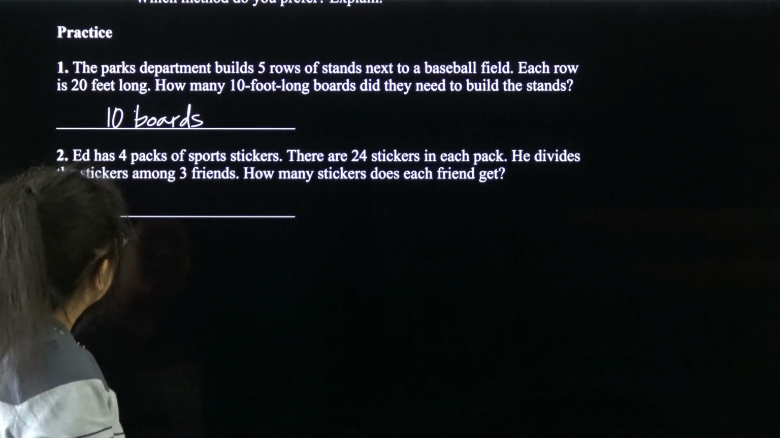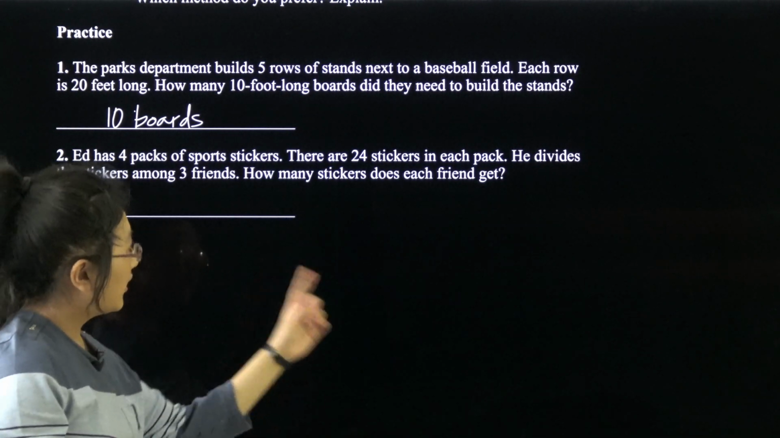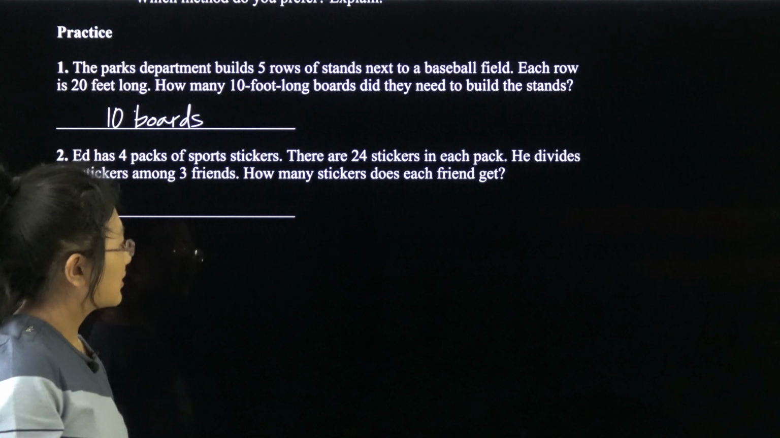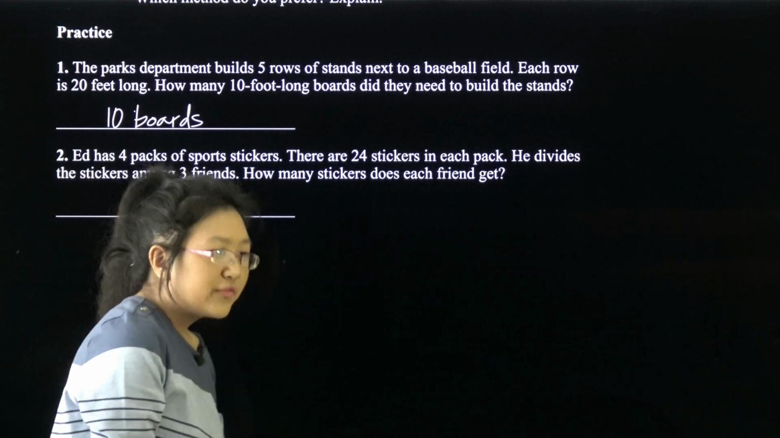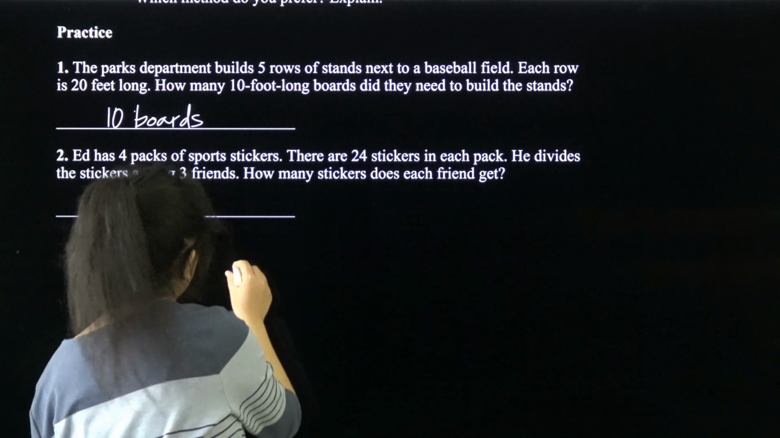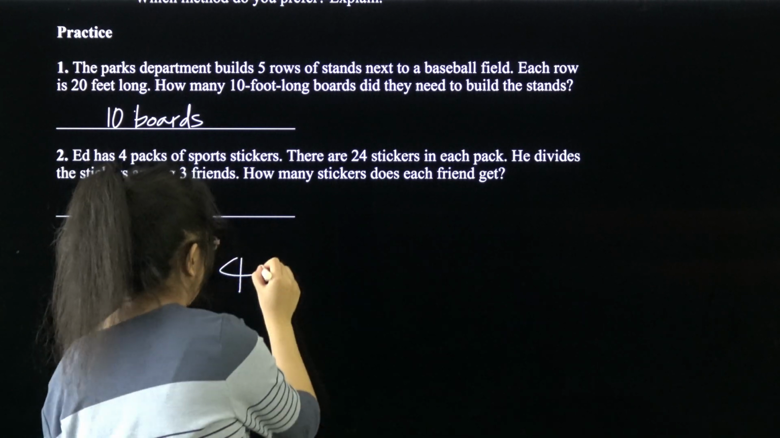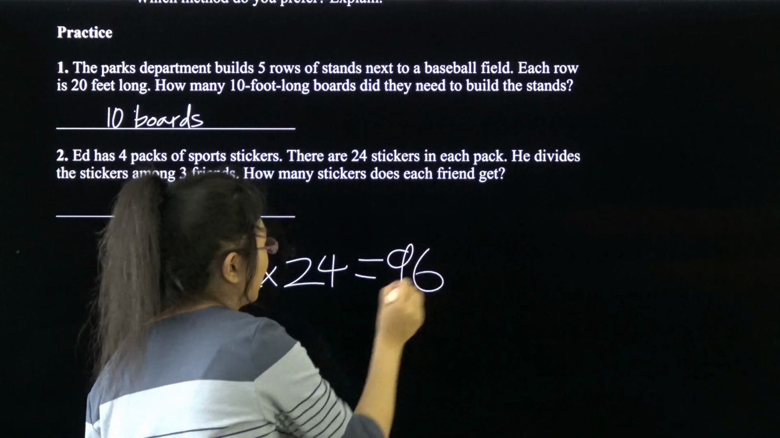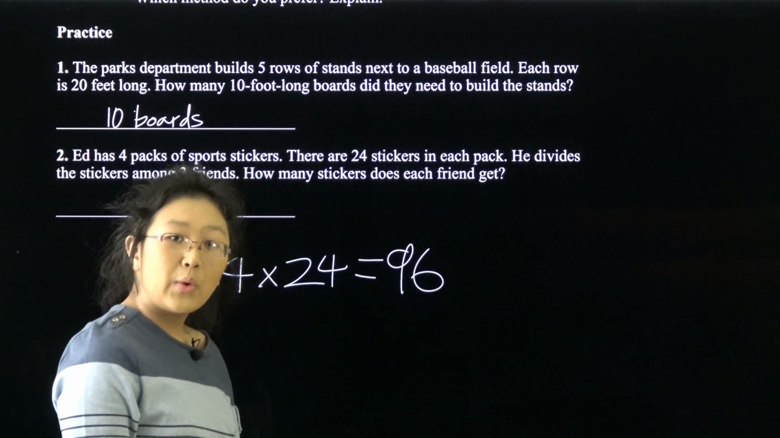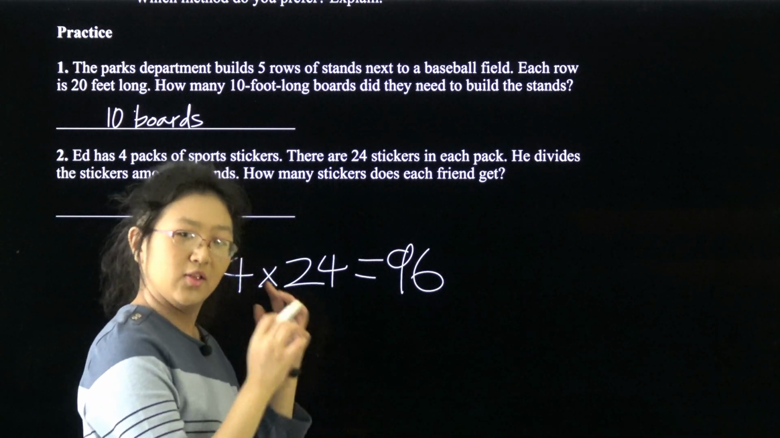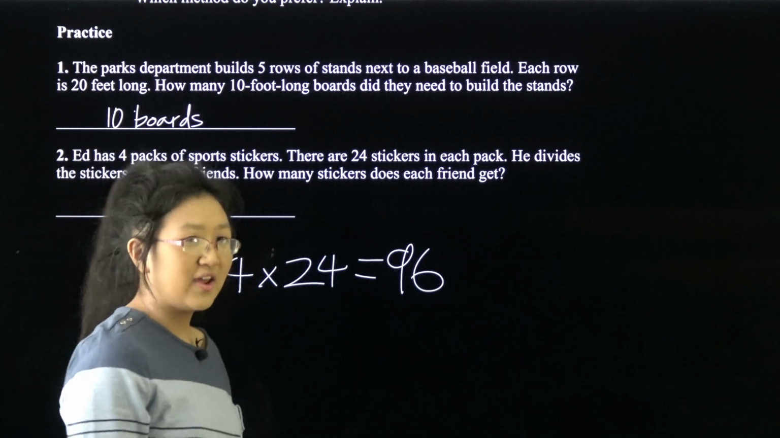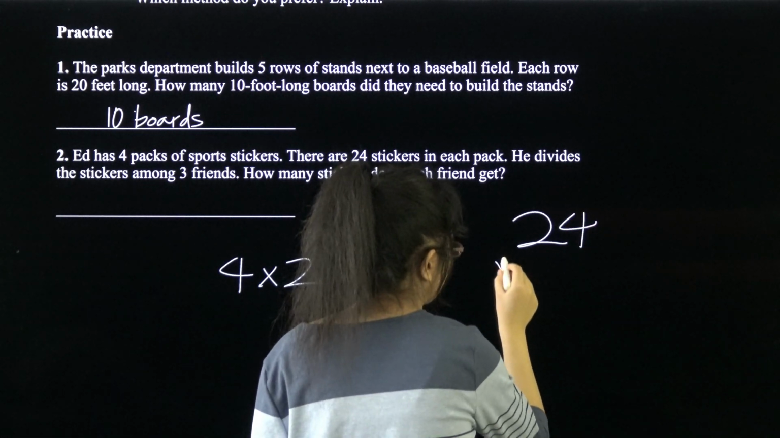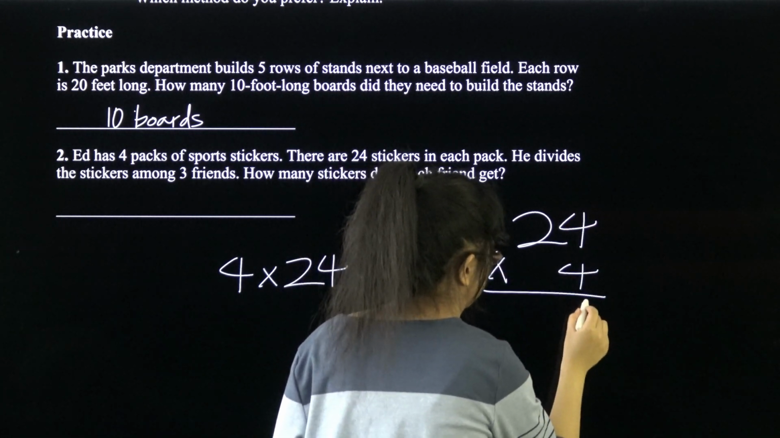Question number 2. Ed has 4 packs of sports stickers. There are 24 stickers in each pack. He divides the stickers among 3 friends. How many stickers does each friend get? So if you are going to draw this out, you are going to have to draw 4 packs of 24 stickers, and that would be 96 stickers. That is going to take a very, very long time to draw. So do yourself a favor and just do some good old-fashioned multiplication.